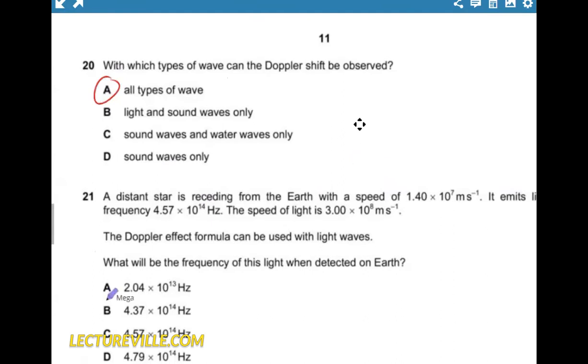A distant star is receding from the Earth with a speed of this many meters per second. It emits light of this frequency in hertz. The speed of light is this many meters per second. The Doppler effect formula can be used. What will be the frequency of this light when detected on Earth? It is receding away, so the formula of the frequency received will be original speed divided by speed plus speed of the moving object, into the original frequency produced.